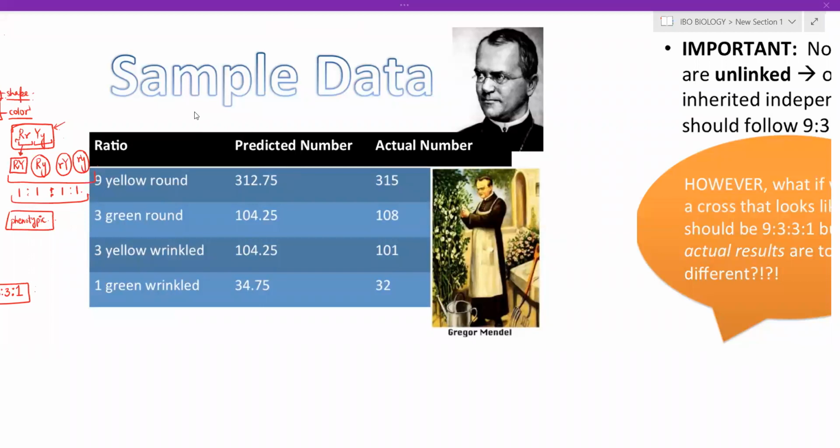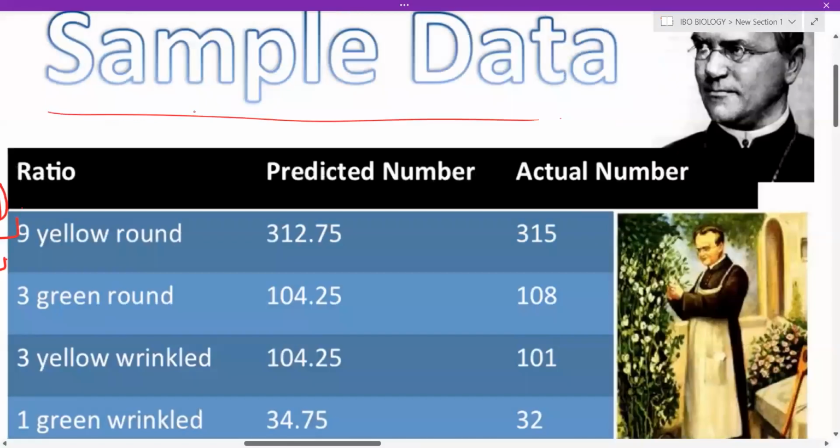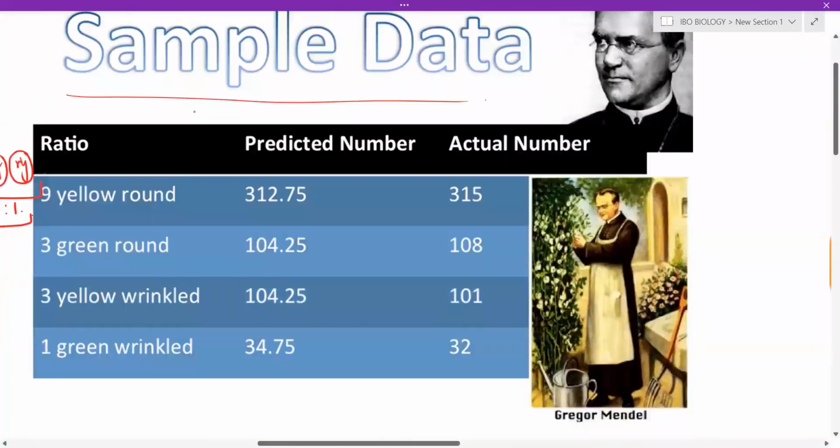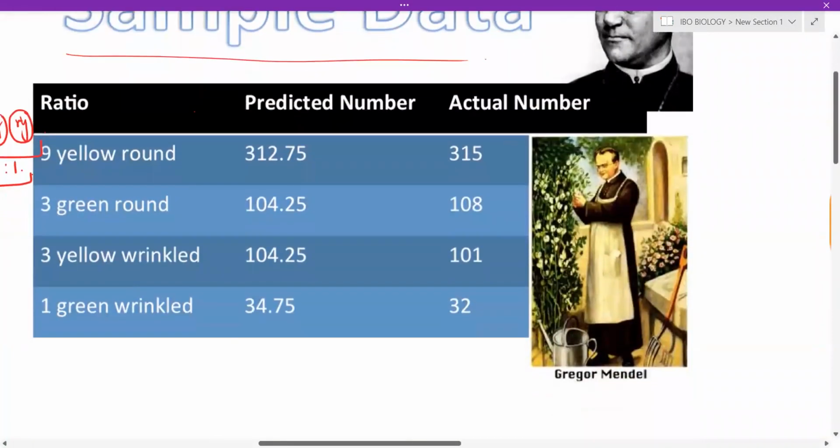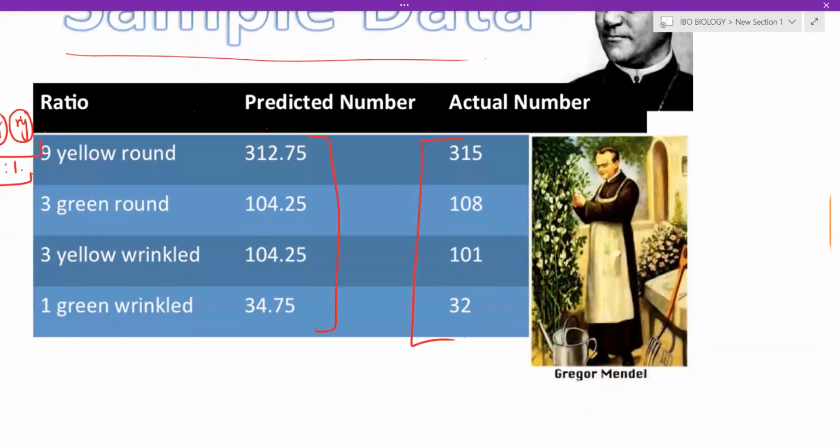Let's look at some sample data that is following independent assortment. This is the data of Mendel. The predicted number is given right over here, and these were the actual numbers obtained. So you can see that the actual numbers were quite close to the predicted numbers of these phenotypes. So nine yellow round.